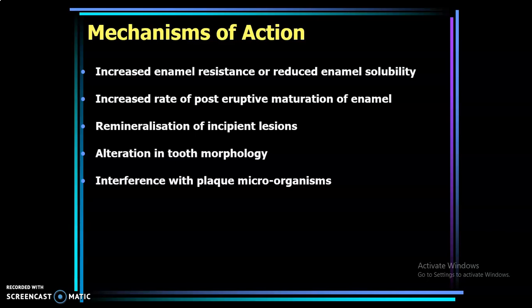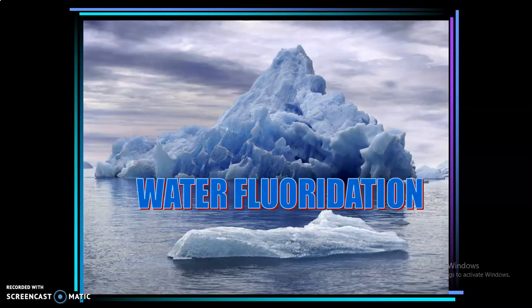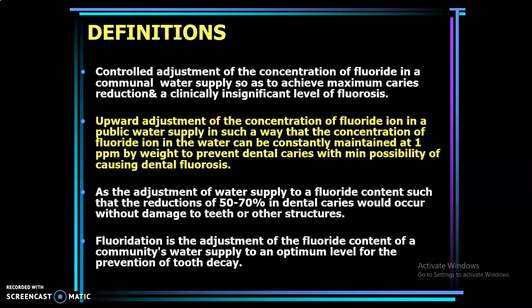While the action of topical fluoride was more localized to the tooth, here the fluoride is consumed, absorbed into the bloodstream, and reaches the teeth via the saliva and the gingival crevicular fluid. So all these mechanisms will be applicable when we talk about systemic fluorides. There are different methods of delivery of systemic fluorides. The most common and most cost-effective method is water fluoridation. Under water fluoridation, there are two types. One is community water fluoridation. The next is school water fluoridation. So we'll start with water fluoridation.